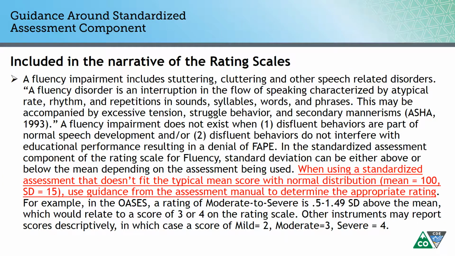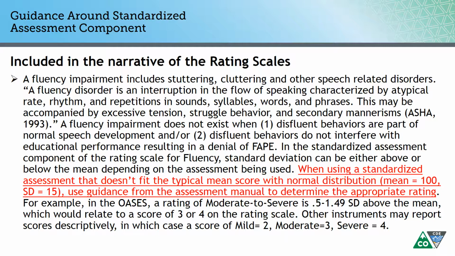The text on this slide is included in the narrative of the rating scales in the fluency section to provide further instructions on scoring standardized assessments when using a normative instrument that does not provide standard scores with a mean of 100 and a standard deviation of 15. The OASIS is used as an example to demonstrate.